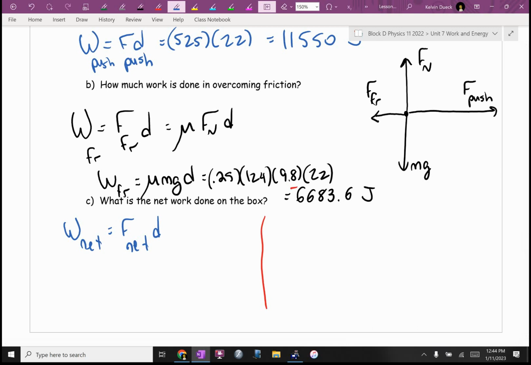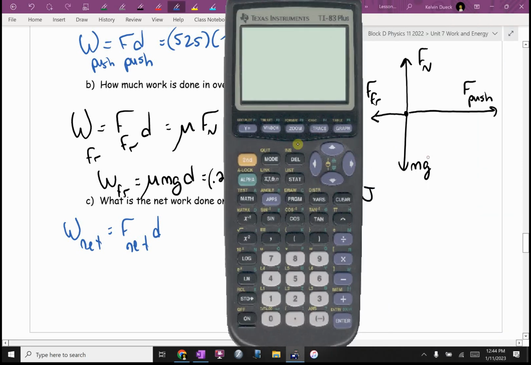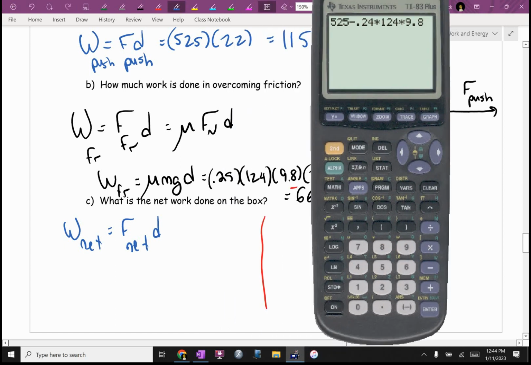You know what the net force is? Winner minus loser. Really quickly, how big is the pushing force? 525, that's the pushing force. Minus, how big is friction? Mu times the normal force. Do you know what the net force is? It's that. Did I do that correctly? Mu times the normal force. If I go that times, what was the distance? 22?